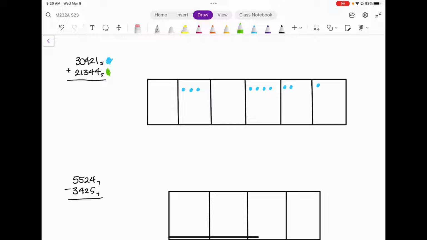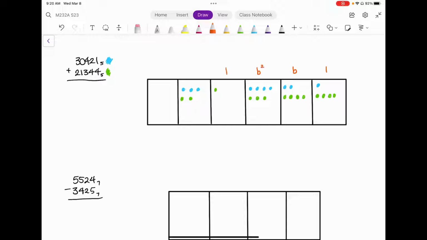So 2, 1, 3, 4, 4. I've got 4 dots in the first group, 4 in the next, 3 in the next, 1, and then 2.